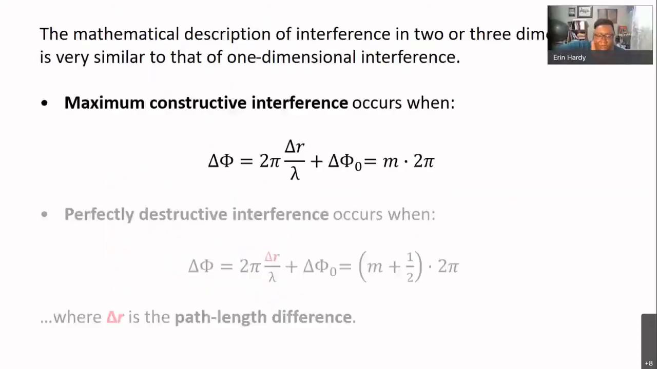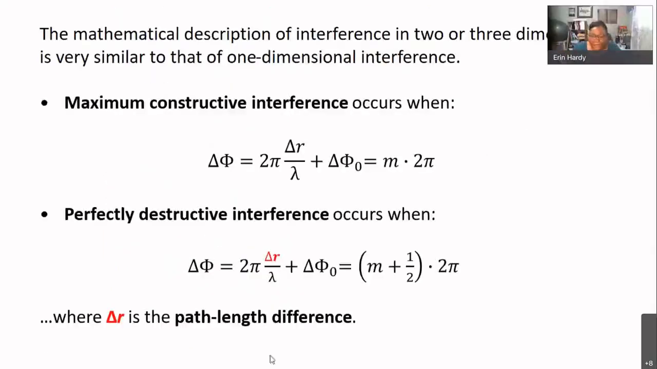So to jump backward and see why this has to be true mathematically, we know that anytime your phase difference is an integer multiple of 2 pi, you're going to end up with the maximum possible net displacement. When it's a half integer multiple, you're going to end up with the minimum possible.